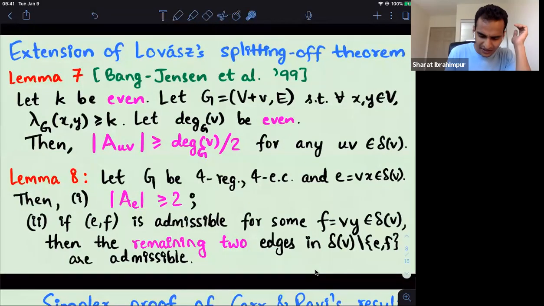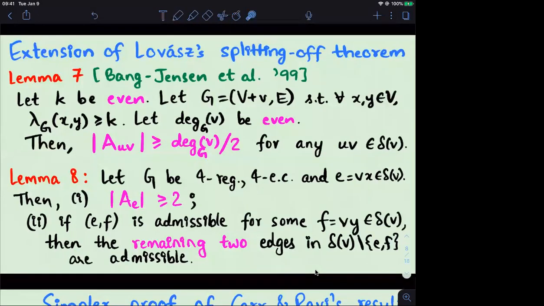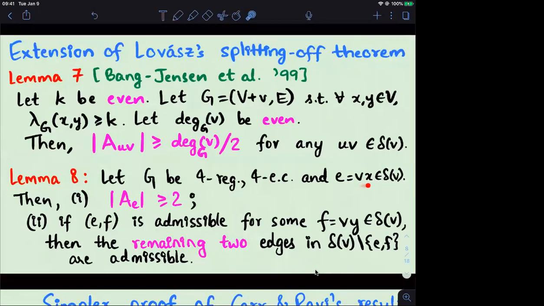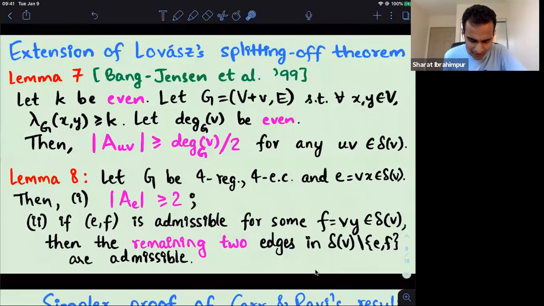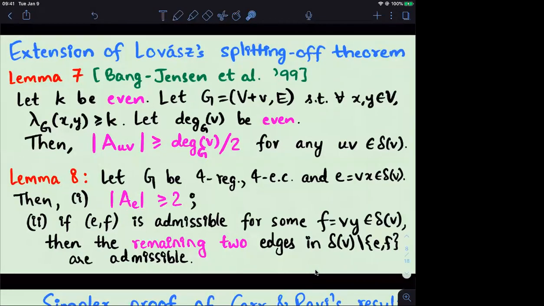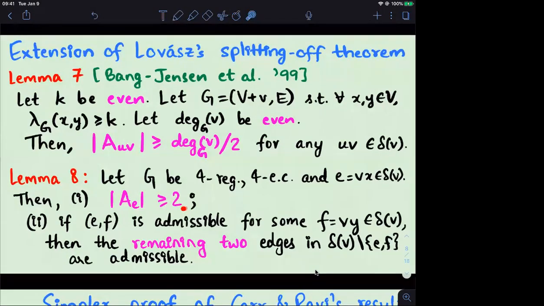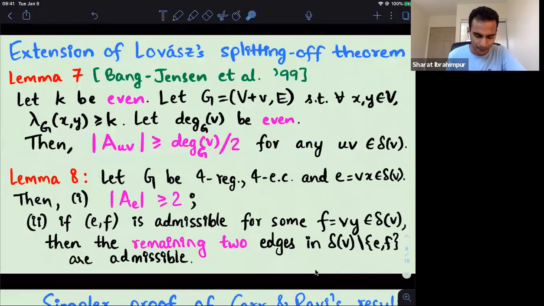Okay? So this is the technical result that we need for our result. But when we apply it to our setting, the resulting statement is actually quite simple. In our setting, we have a 4-regular 4-edge-connected graph, and consider any edge that is incident to v. Let's call it vx. If you look at the number of admissible partners of e, then it is at least 2, because the vertex v, like any vertex in this graph G, has degree 4. So that's why you have at least 2 admissible partners.